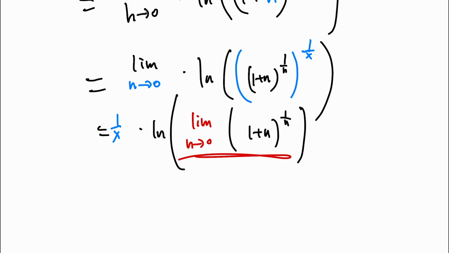And we've seen that this is just an expression of e, right? So we can rewrite this as 1 over x times ln of e. And we know that that's just 1, so our final answer is just 1 over x.